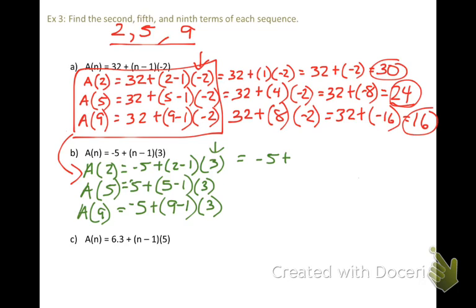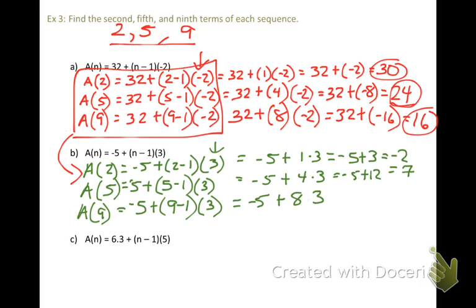So I have negative 5 plus 1 times 3, that is negative 5 plus 3, which equals negative 2. And then I have negative 5 plus 4 times 3, that's 12. So negative 5 plus 12, that equals 7. Oh, my numbers are going up. Negative 5 plus 8 times 3 is 24. Negative 5 plus 24 equals 19. Please do C completely by yourself and check and see if the answers are correct.